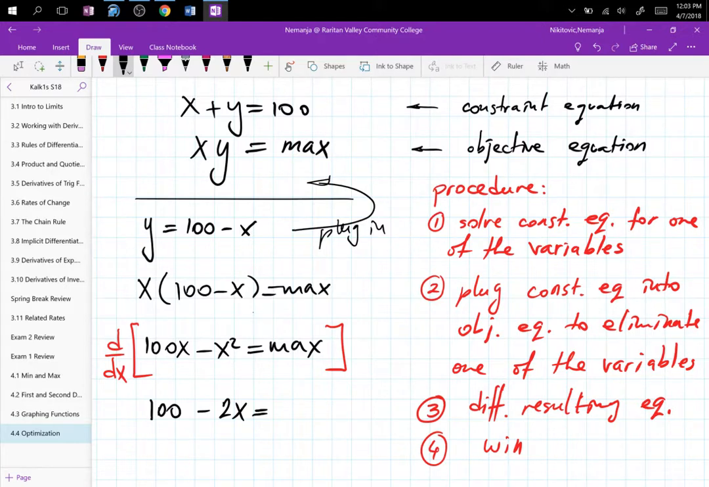What's the derivative of maximum? What is maximum? Zero, thank you. Maximum is a constant.